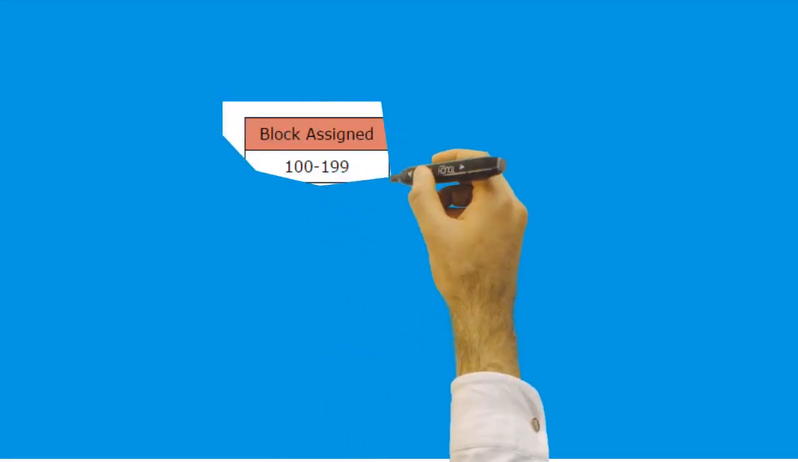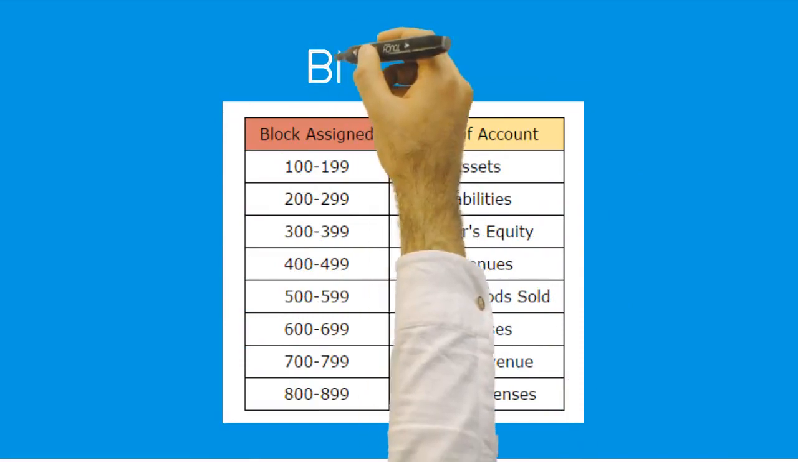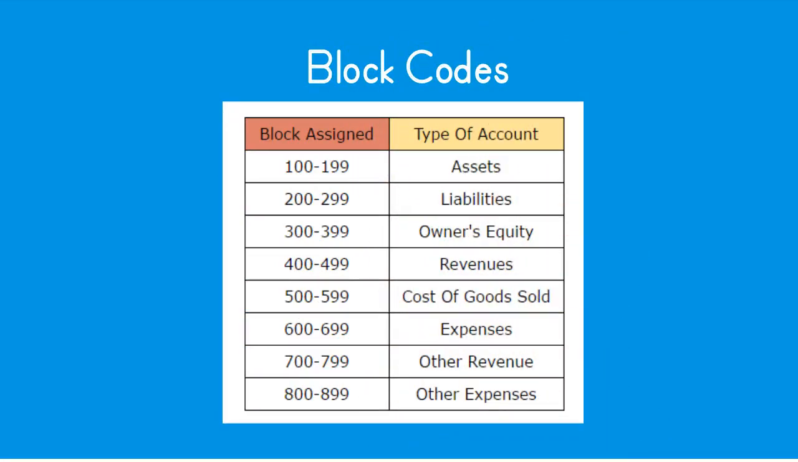Block codes used with numbers is one of the most frequent coding methods used when setting up a manual or computerized chart of accounts. Let's take a look at a simple example to help clarify what we're talking about. By separating each account number by several numbers, room is provided for adding additional new accounts. Each of our blocks allow a maximum of 100 accounts.